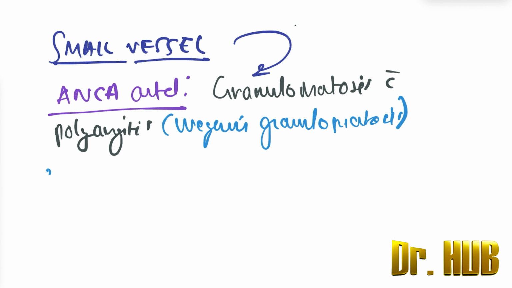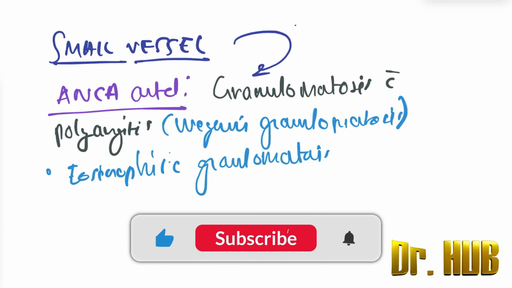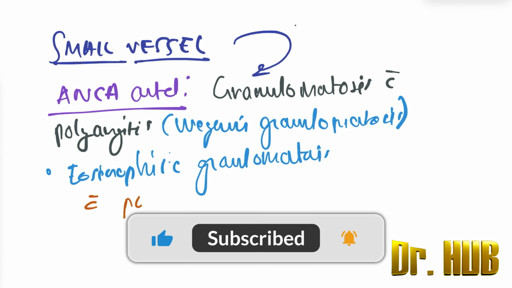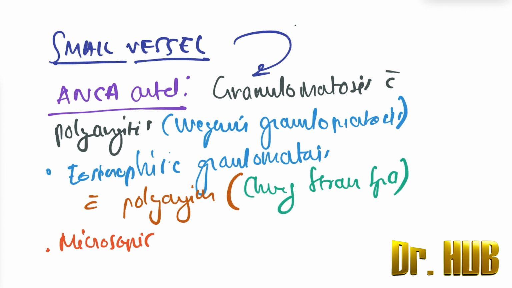And there is also something known as eosinophilic granulomatosis with polyangiitis, and it involves the Churg-Strauss syndrome. Next comes the microscopic polyangiitis, so it includes the MPA.